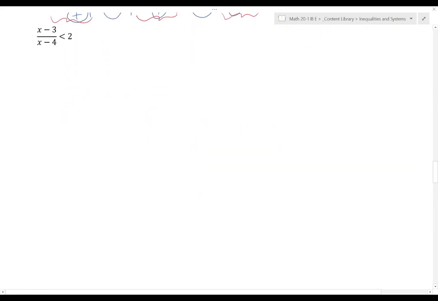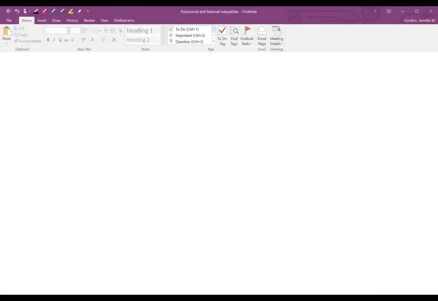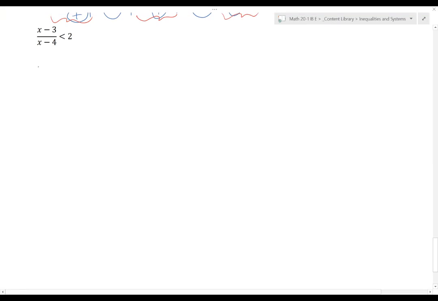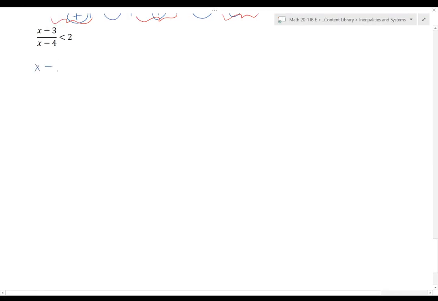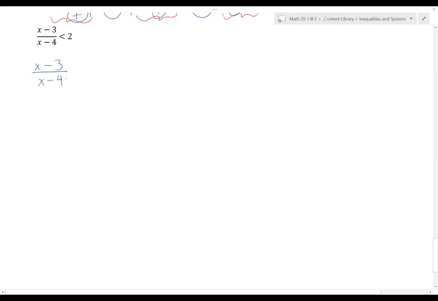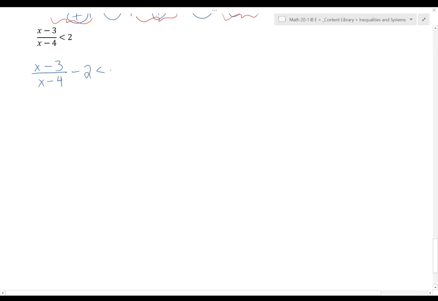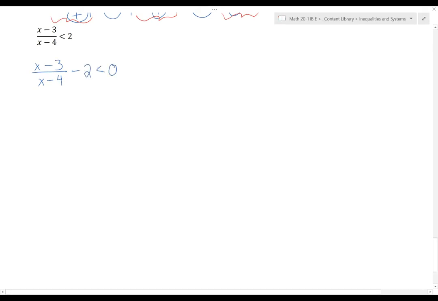So this time, I don't have it compared to 0. I have it compared to 2. Can't have that. Has to be relative to 0. So I have to start by moving that over. So x minus 3 over x minus 4 minus 2 is less than 0. But that minus 2 isn't helpful. I need this expressed as factors.